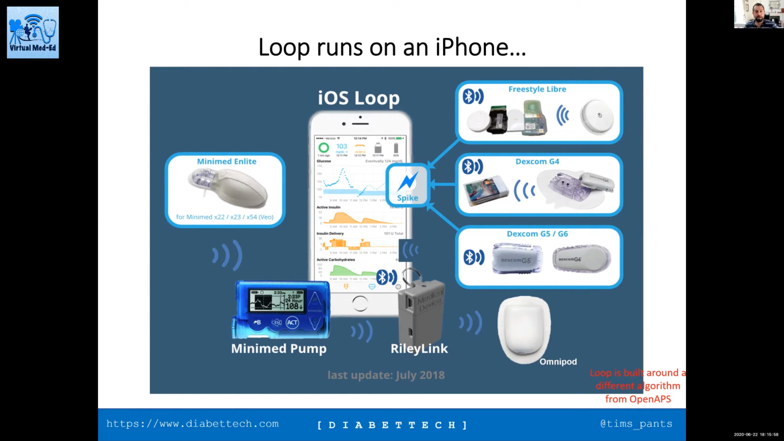The phone communicates with the MiniMed pump or with an Omnipod pump through a little device called a RileyLink. Mine doesn't look quite like that. That's what a RileyLink looks like. It's a little white box that is a translator from Bluetooth to the radio signals that the Omnipod Eros and the MiniMed pump use. You tend to see quite a lot of use of Loop because people have iPhones and they like that interface, but the algorithm is different from that of OpenAPS.